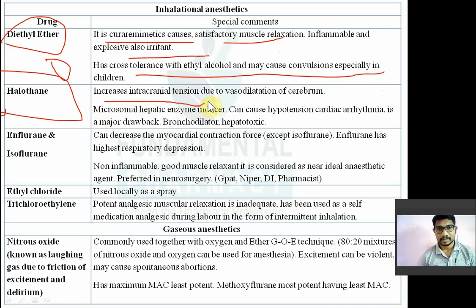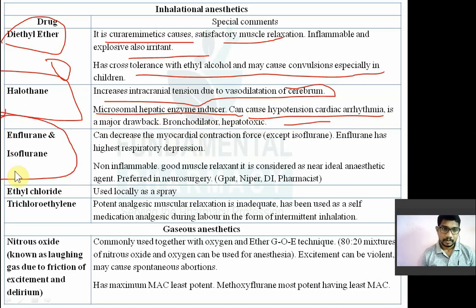Halothane, okay, it can increase the intracranial tension due to vasodilation in the cerebrum. इसका disadvantage है, microsomal hepatic enzyme inducer है, इसका metabolism बढ़ जाएगा, can cause hypotension and cardiac arrhythmia. Drawback, it is a bronchodilator and hepatotoxic. Enflurane and isoflurane can decrease the myocardial contraction rate, means they are also cardiac suppressant except isoflurane. You can consider isoflurane as an ideal anesthetic agent.